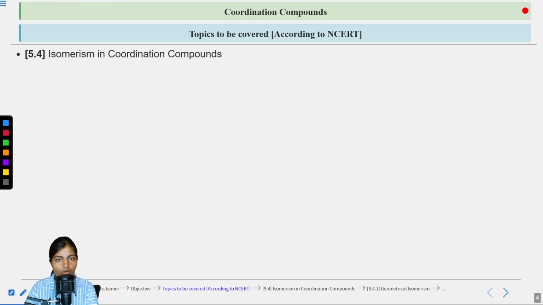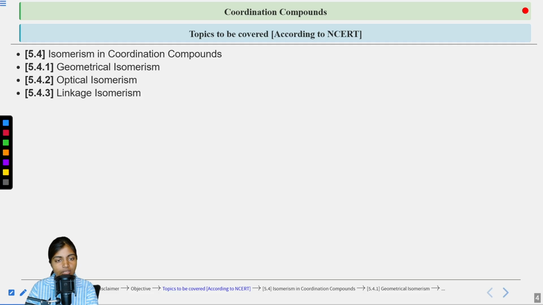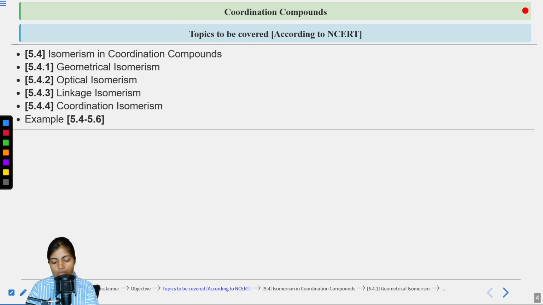The topics that we are going to cover today according to the NCERT are: the first is the section 5.4, isomerism in coordination compounds. Then the section 5.4.1, geometrical isomerism. Then the subsection 5.4.2, optical isomerism. Then our subsection 5.4.3, linkage isomerism. Then 5.4.4, that is coordination isomerism. And in the end, we will solve some examples from 5.4 to 5.6.